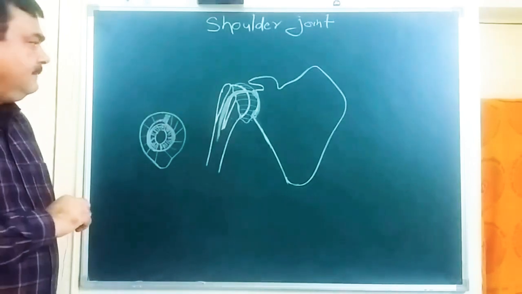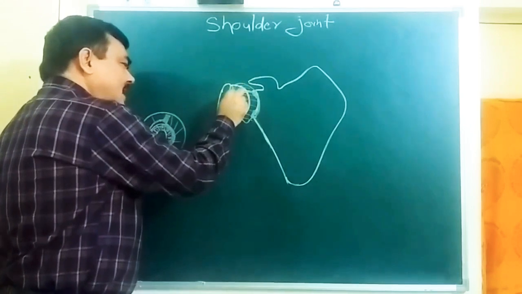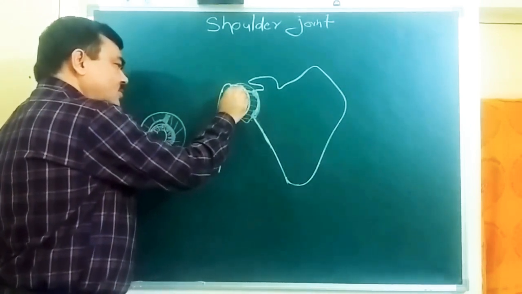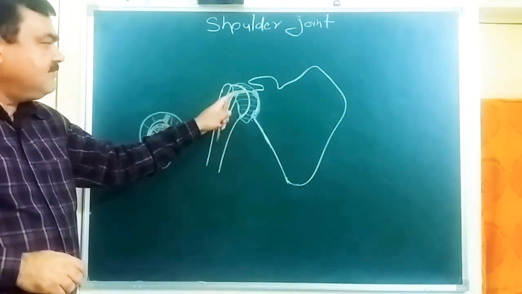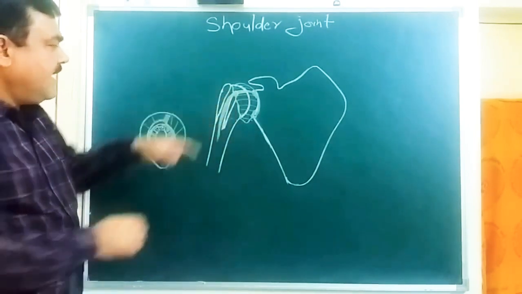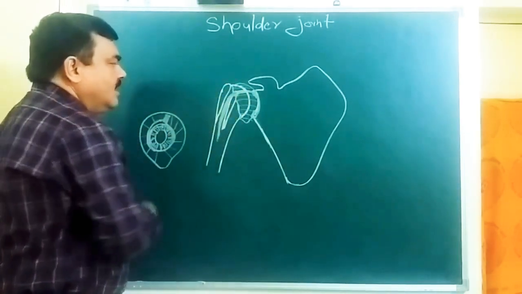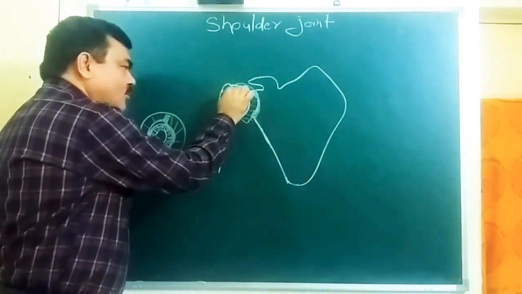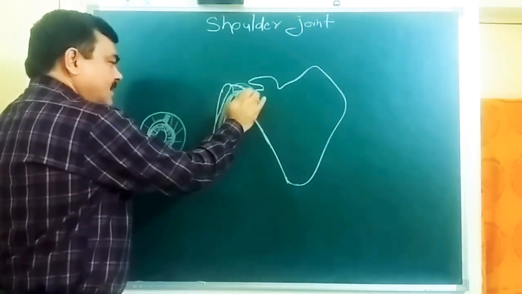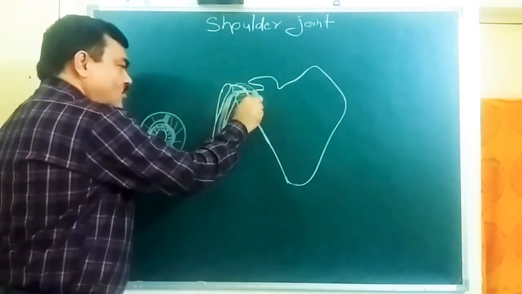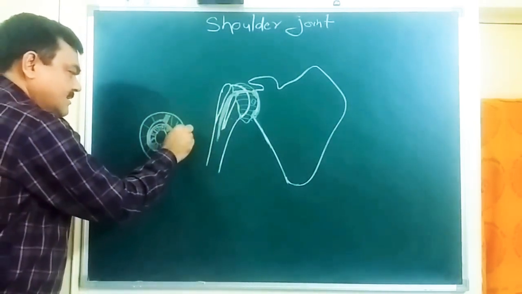And this capsule has an opening at the superolateral part. This is the opening which provides passage for the long head of biceps brachii. Anteriorly, here is also another opening.